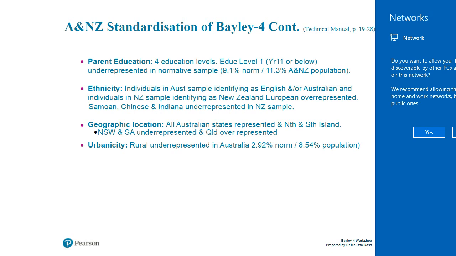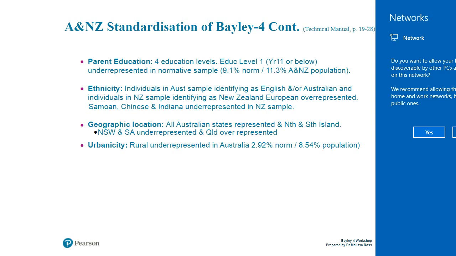In regards to ethnicity, individuals in the Australian sample identifying as English and/or Australian, and individuals in the New Zealand sample identifying as New Zealand European were overrepresented in the standardised sample. Samoan, Chinese, and Indian ethnicity was underrepresented in the New Zealand sample. All Australian states were represented, as well as the North and South Island of New Zealand. New South Wales and South Australia were underrepresented, and Queensland was overrepresented in the normative sample.